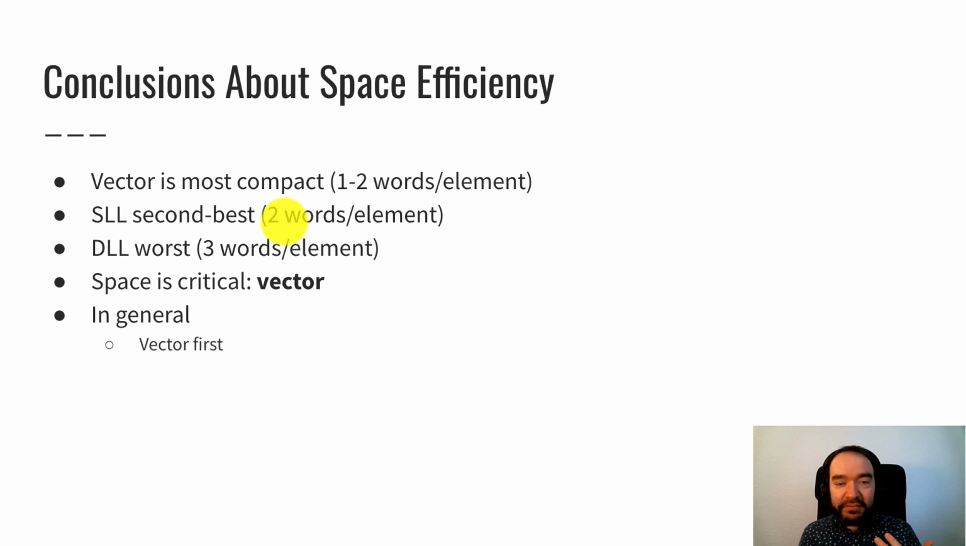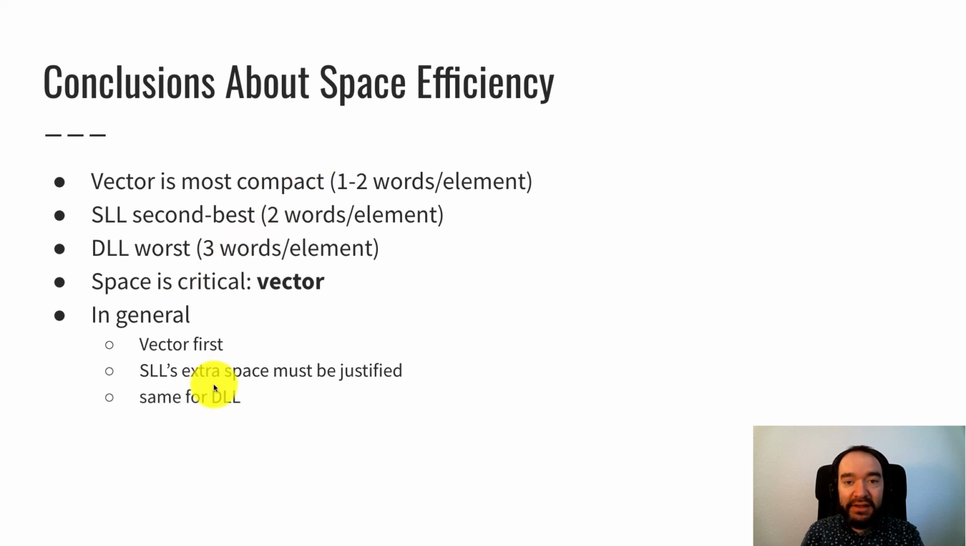In general, then, if space is not your most overriding concern, if it's just a general purpose data structure, still on the basis of size, vector is the best choice. Only use a singly linked list if that extra space can be justified. We're using up more memory for a singly linked list compared to a vector, so there should be a good reason for that. If we do need the extra operations that singly linked lists can do faster, then that's justified. But if not, then that's a pointless waste of memory. And the same goes for doubly linked lists. A doubly linked list uses even more memory than a singly linked list, so there better be a reason if we're going to use that memory.